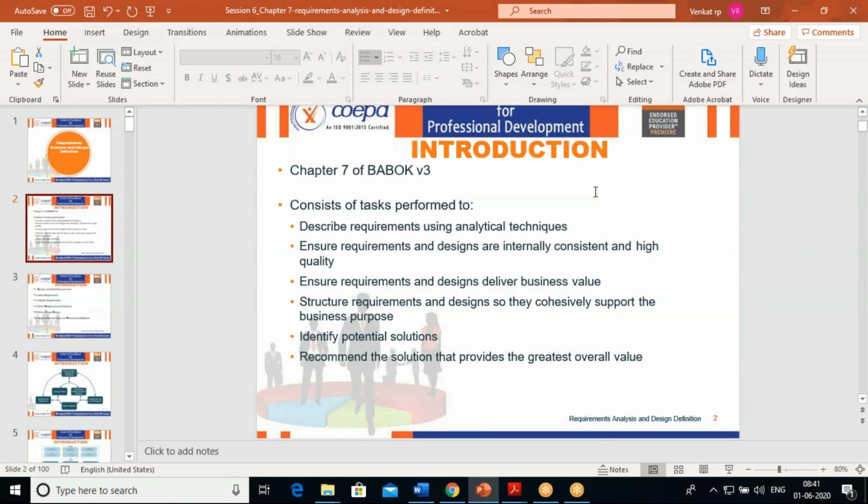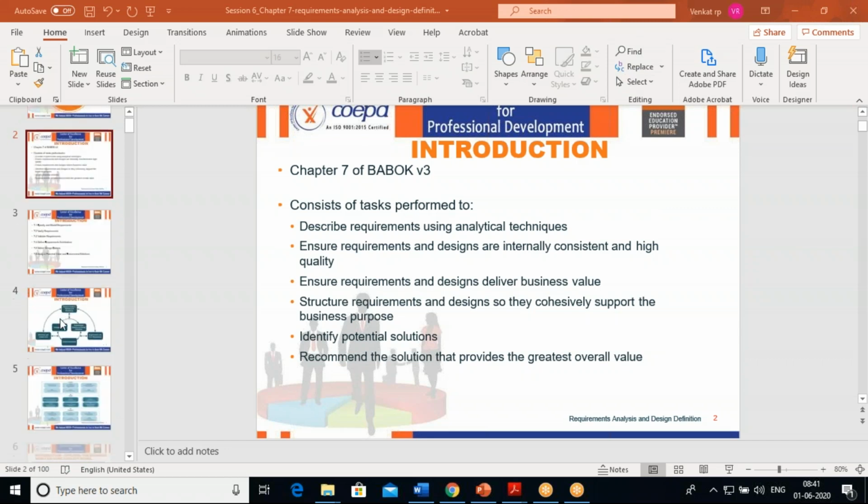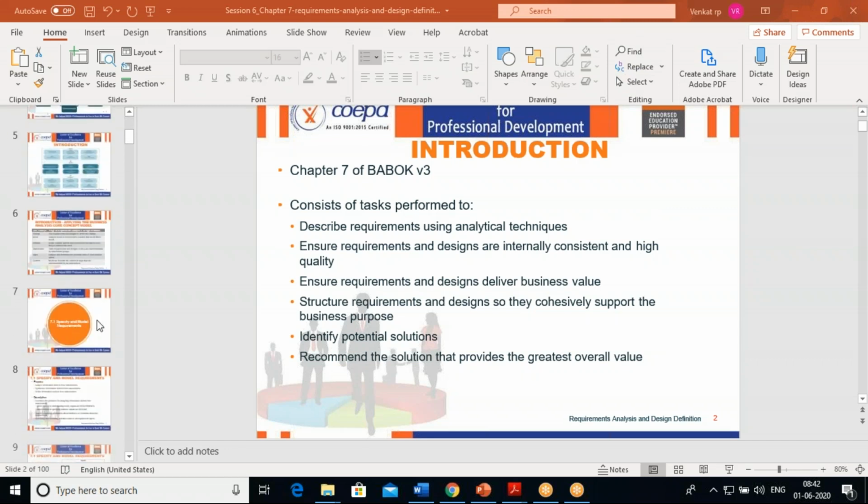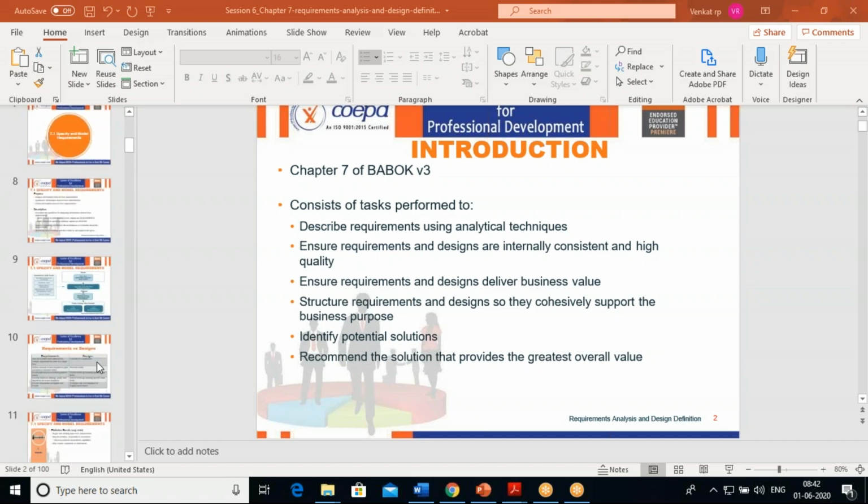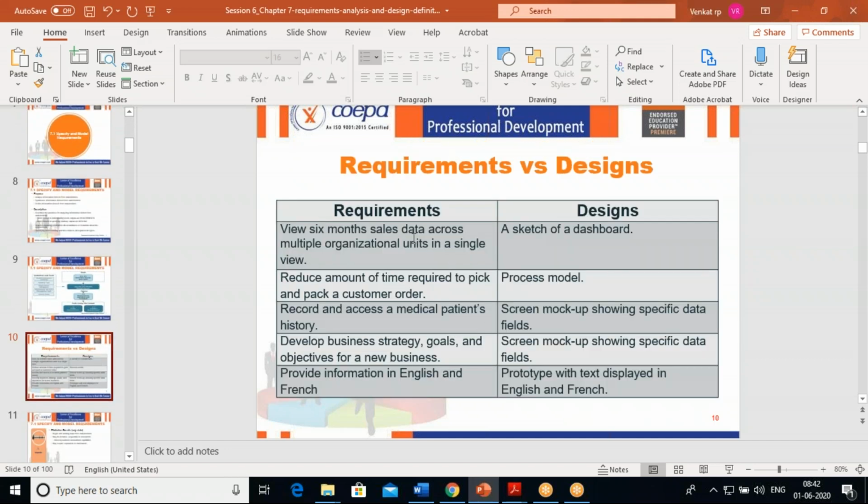If you say requirement, we have two terms associated with the requirement, that is requirements and design. Got it? So hope you got that. We have two terms here. By the word requirement, we mean both requirements and design. It is what the requirements will be and what the designs will be doing.